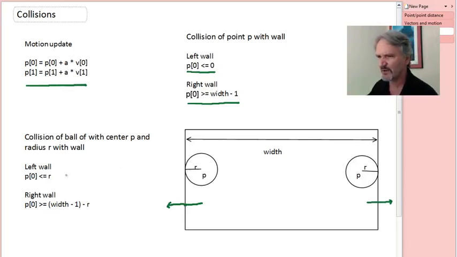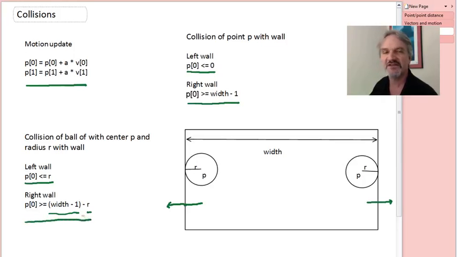So the condition that I want to use is something like P naught less than or equal to r. We can do a similar thing now when we're working with the right-hand side of the canvas here. We can think about, okay, is the position of the ball r units or less away from the right-hand side of the canvas? If it is, then we're going to have to say it's hit the right-hand side of the canvas. So remember, the right-hand side is at width minus 1. So we subtract r from that. And so this is our condition that we come up with.